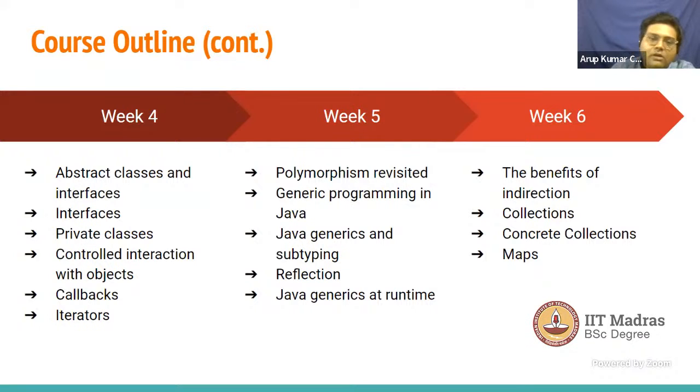So we'll also come to know how generics will be converted at runtime in week 6.